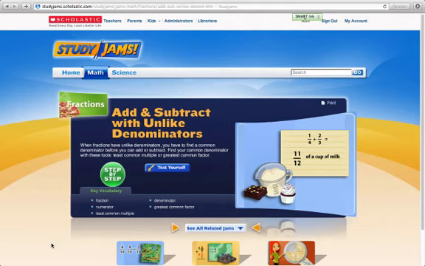Lesson 10-4, Subtracting Unlike Denominators. Through this lesson, it's going to also review adding with unlike denominators.